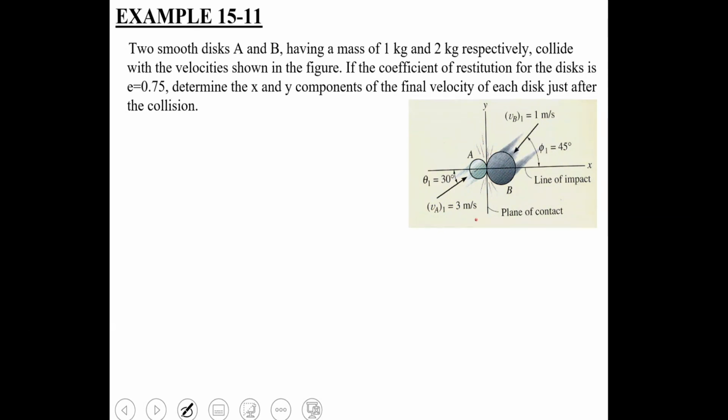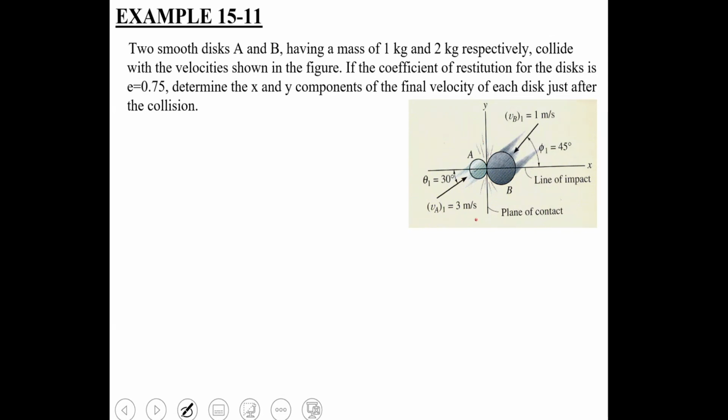Okay, starting with example 15-11, in which you have 2 particles, which are these 2 disks A and B, having masses of 1 kg and 2 kg respectively. These 2 disks were traveling at the velocities shown. That is, the velocity of A is 3 meters per second at an angle of 30 degrees with respect to the line of impact. Similarly, particle B was traveling with a speed of 1 meter per second at an angle of 45 degrees with respect to the line of impact before collision.